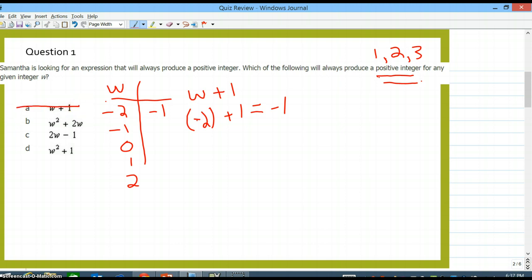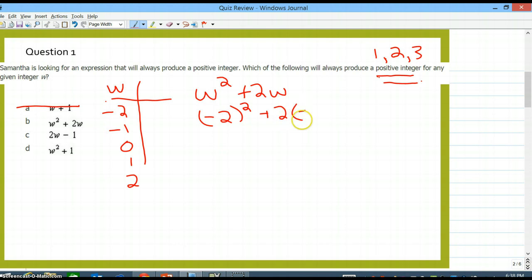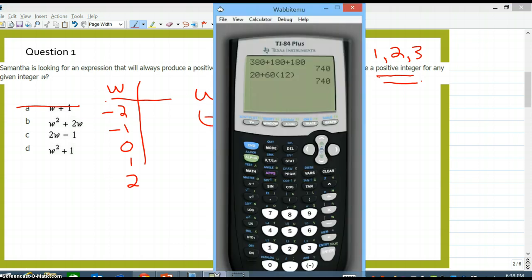And then I'm going to start by looking at answer choice B. I'm going to go ahead and erase my work for answer choice A. And I'm going to write the rule for B, which is W squared plus 2W. And again, I am going to start by plugging in -2 for W. So I'm going to have -2, put that in parentheses, plus 2, put that in parentheses. Okay. And if I don't want to do this calculation, I can always just put it inside my calculator.